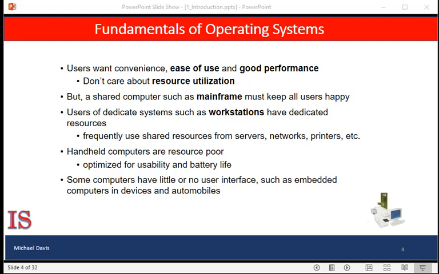Embedded computers in home devices and automobiles may have numeric keypads and may turn indicator lights on and off to show status, but they and their operating systems and applications are designed primarily to run without user intervention. They have little or no user view.